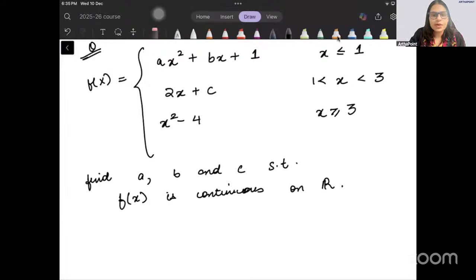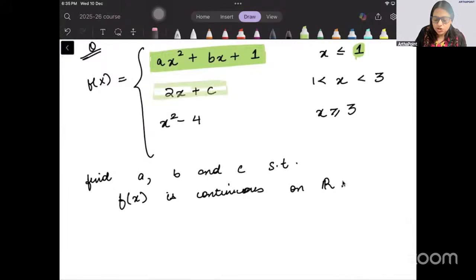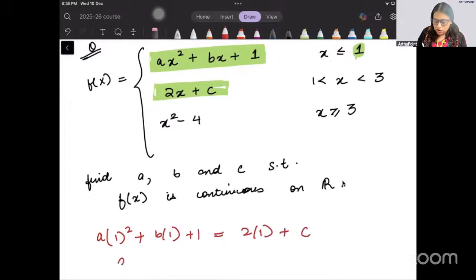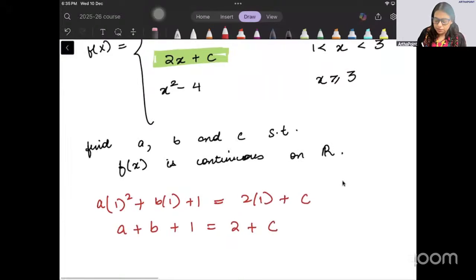Okay, what's the answer we are getting? For continuity, we require that the left hand limit should be equal to the right hand limit should be equal to the value of the function. That means when I put x equal to 1 in this function, and when I put x equal to 1 in this function, I should get the same answer. So a times 1 squared plus b times 1 plus 1 should give me 2 into 1 plus c. So a plus b plus 1 equals 2 plus c. So a plus b minus c equals 1.